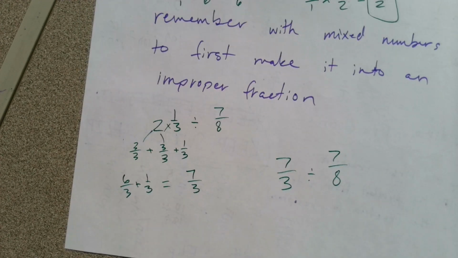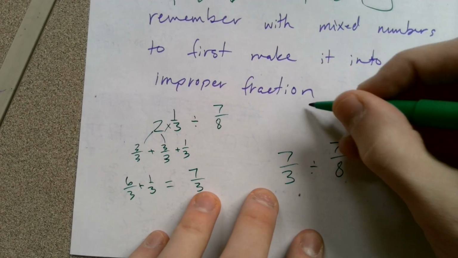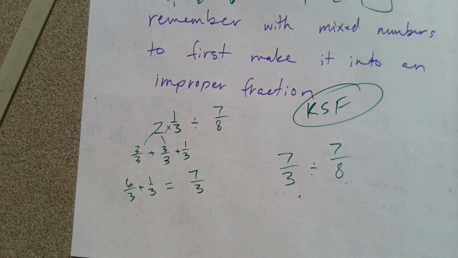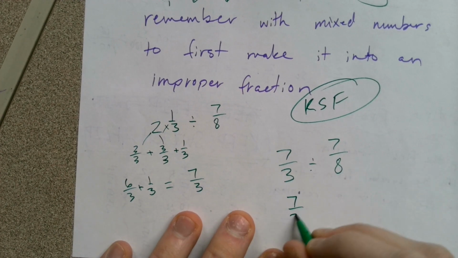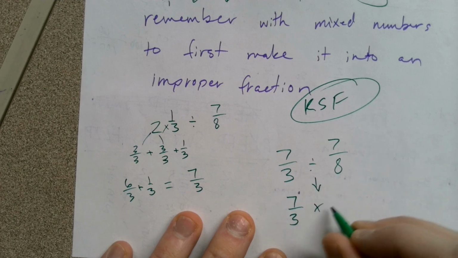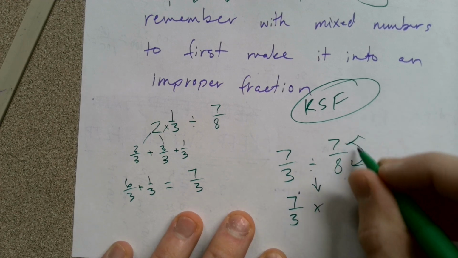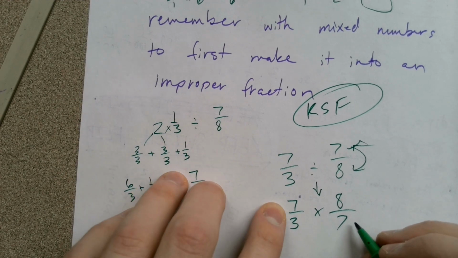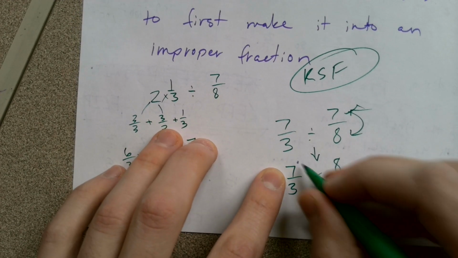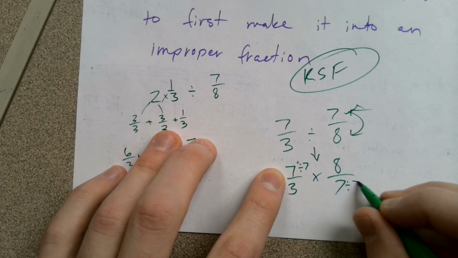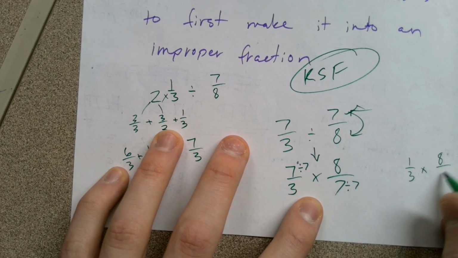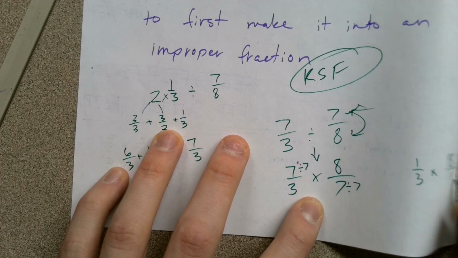Last time I'm saying this today, keep, switch, flip. Keep that first number, switch our symbol, flip our last one, make that the reciprocal. Right now, I look at what they might have in common. These both are 7. I can divide those both by 7. And I could rewrite this as 1/3 times 8 over 1. Multiply that across, and we get 8/3.